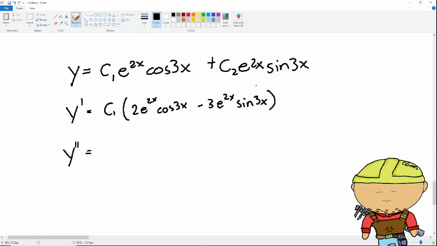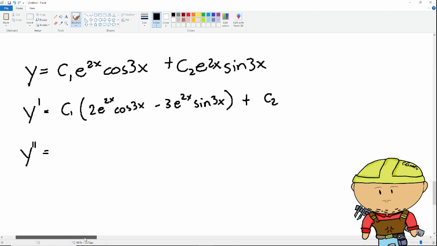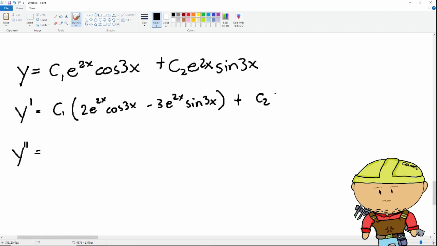Next, c2. c2 will have 2 e to the 2x, product rule, e to the 2x first, sine 3x. Then, since sine is differentiated, it will become positive 3 e to the 2x cosine 3x. Okay?